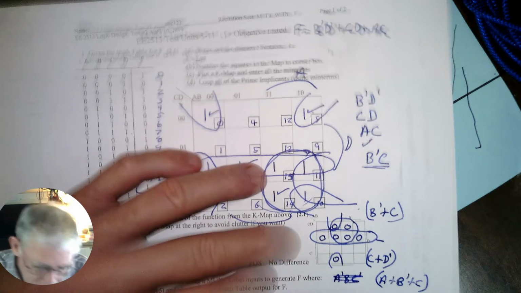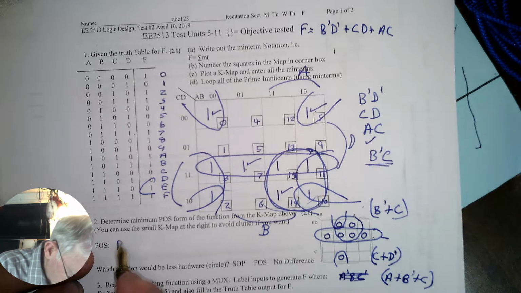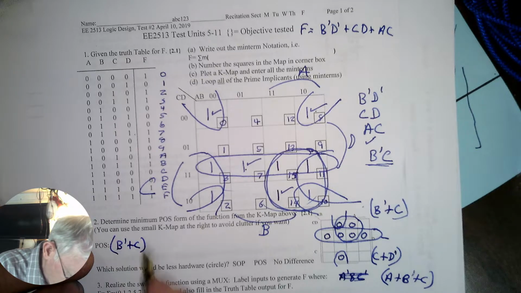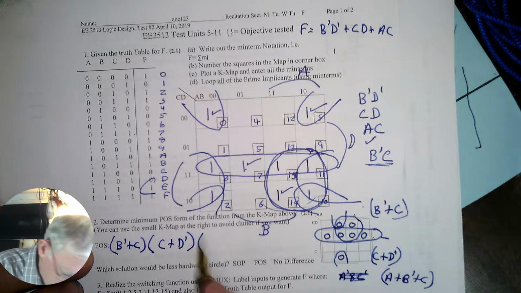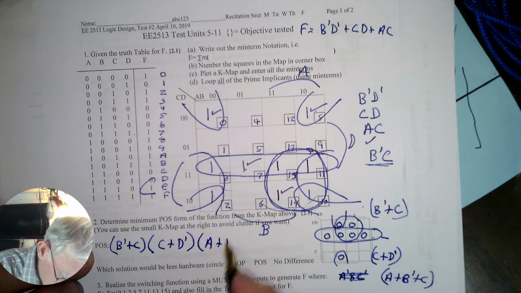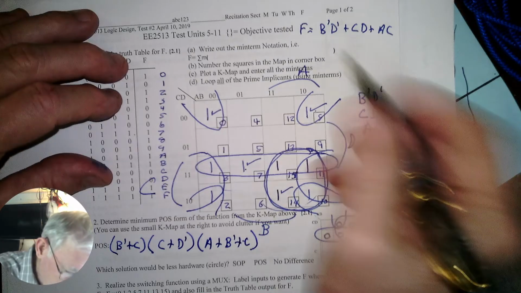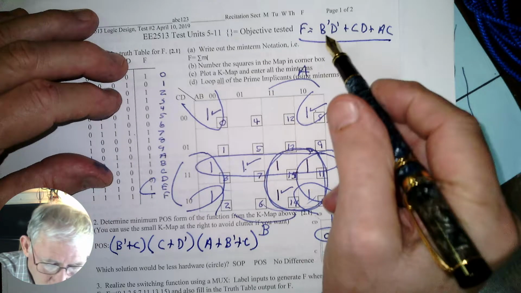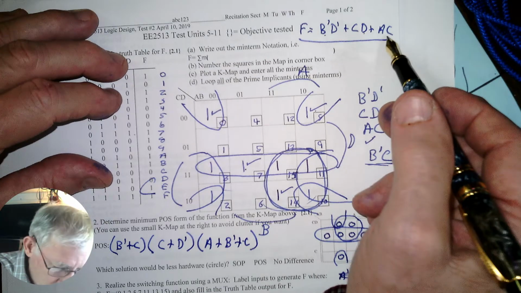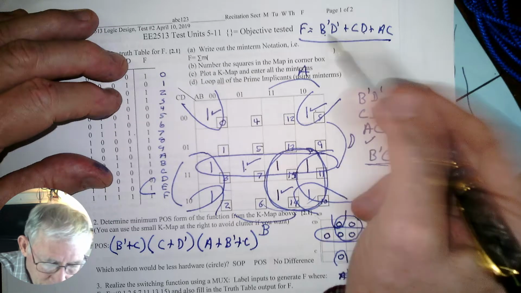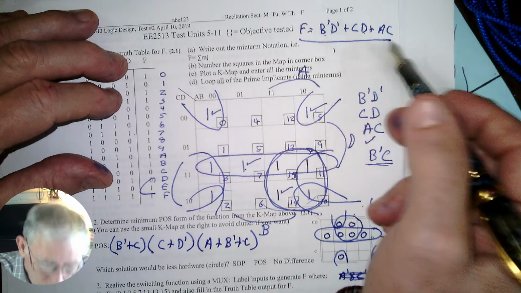All right? So our final POS solution is going to be (B' + C)(C + D')(A + B' + C). Now, you can see that this has 1, 2, 3, 4, 5, 6 inputs plus 7, 8, 9 for the final output OR gate. So 3 input AND gates, 3 2 input AND gates, and 1 3 input OR gate for the output.